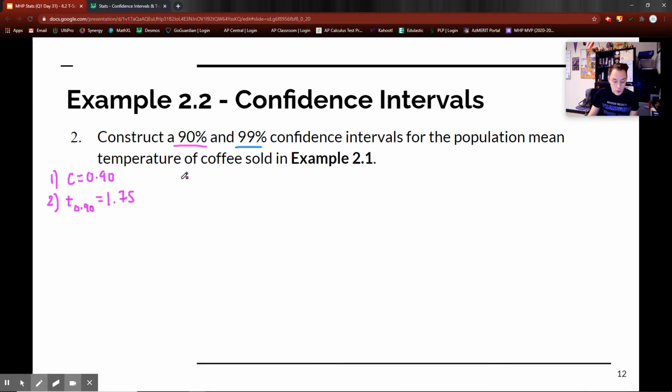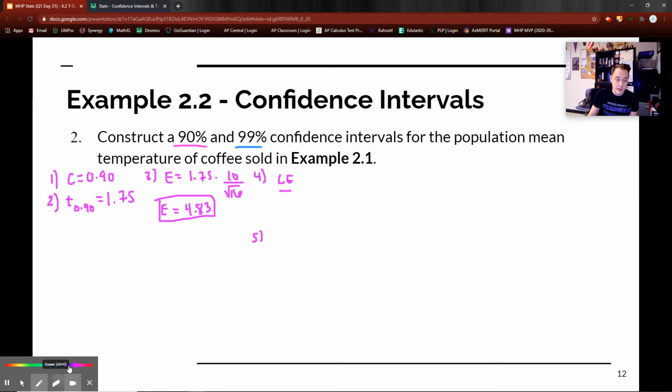All right. So what is my new E then? My new E is 1.75 times my 10, which is my sample standard deviation, all over the square root of 16, which is my sample size. When I solve that out, it equals 4.83. So this is my margin of error here. My fourth step in solving this is going to be my left endpoint. My fifth step is going to be finding my right endpoint.